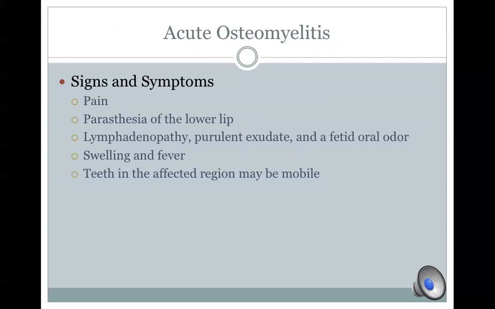Signs and symptoms for acute osteomyelitis include pain, paresthesia of the lower lip, lymphadenopathy, purulent exudate, and a fetid oral odor. Swelling and fever can also occur. Teeth in the affected region may be mobile.